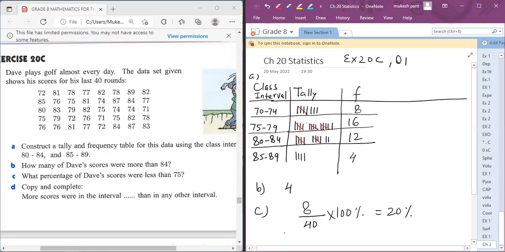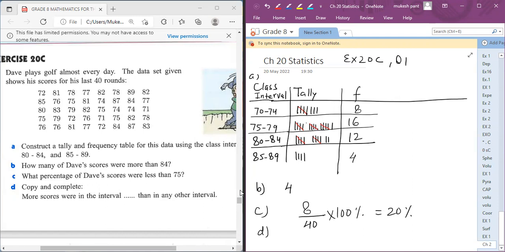Now part D, if you look at part D: copy and complete. More scores were in the interval. So what should it be? We should draw more class intervals, which are not there in the class intervals we did before. I think more scores were in the interval than in any.